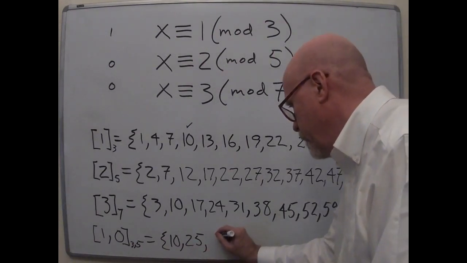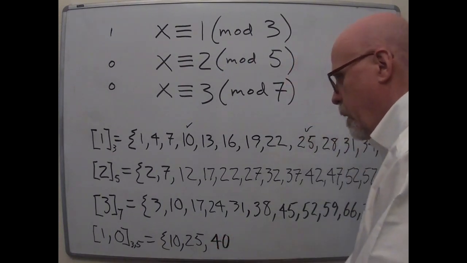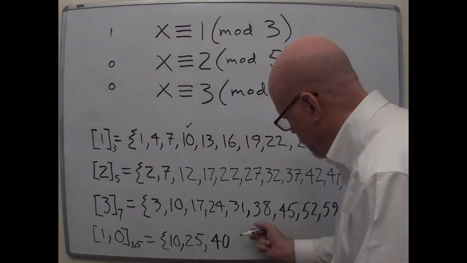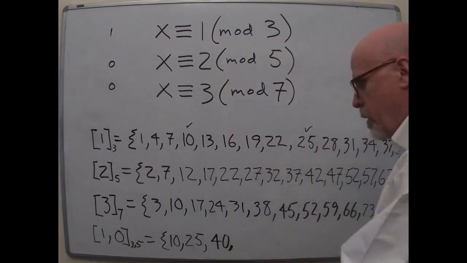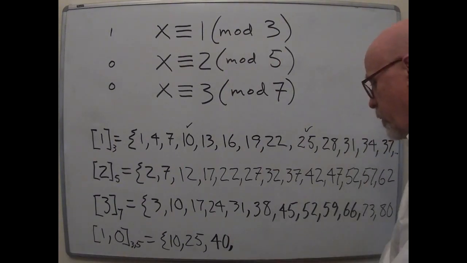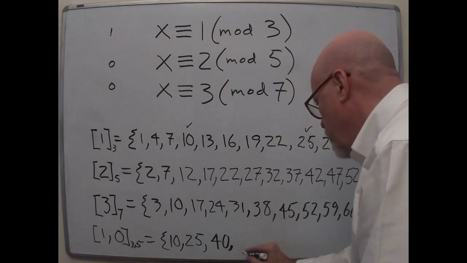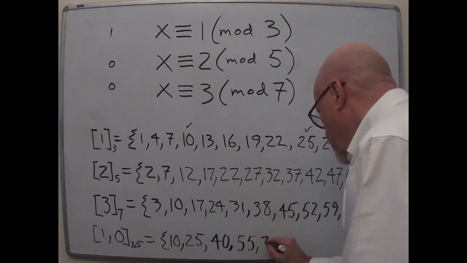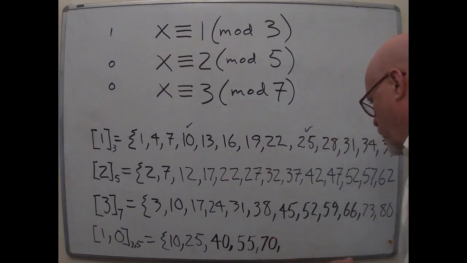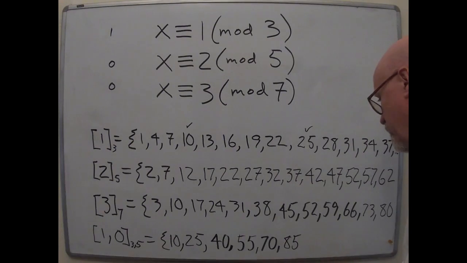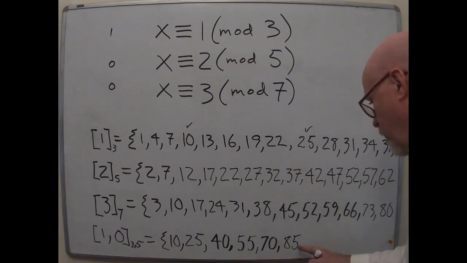Next one would be 40. Whoa, that's easy to see it's divisible by 5. Can you see that it's also 1 mod 3? Yeah, 39 is a multiple of 3, it's right before that. So 15 more would get us 55. 15 more after that would be 70. 15 more after that is 85. 15 more after that is 100.